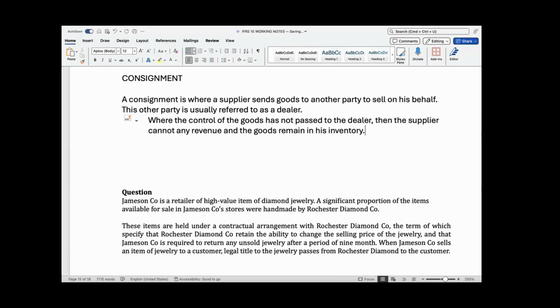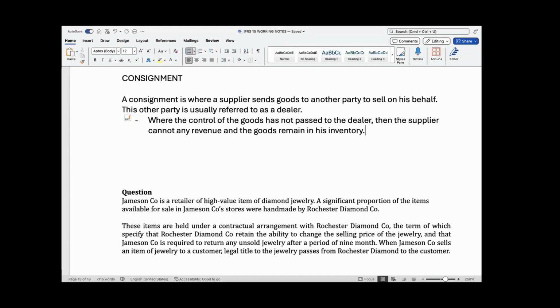So when they give you the scenario, you will see that this person is just helping us display. He's just helping us to sell. And the dealer is just waiting to sell so that he can get some money as well. Which is good.